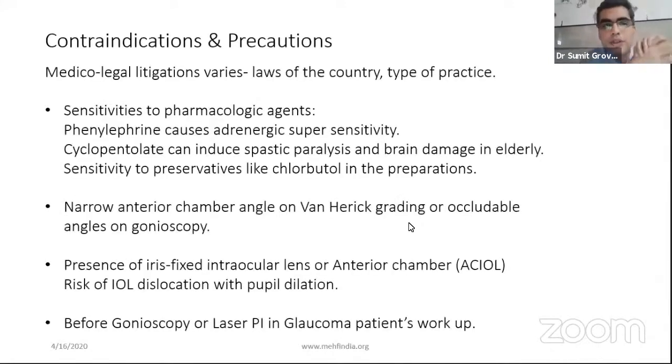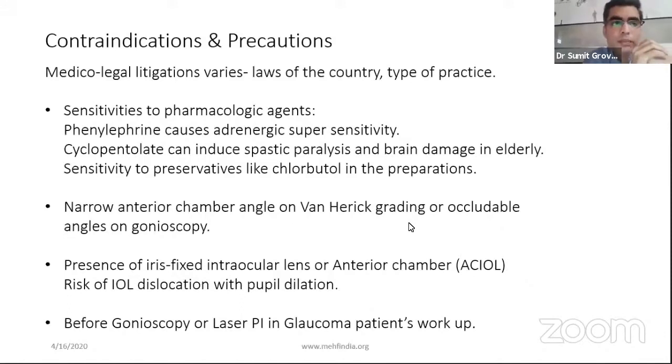Now, contraindications and precautions. Medico-legal litigation varies from country to country and type of practice, like whether you are a solo independent practitioner, or you are in a group practice, or you are under the supervision of an ophthalmologist. It varies. And I think the best resource person here is Mr. Rajesh Wadhwa. He can guide us on what the medical litigations associated with use of these drugs are. As far as I know, you cannot prescribe even the low dose atropine without the consent or the supervision of an ophthalmologist. While about the cycloplegic and mydriatic, Mr. Rajesh Wadhwa can throw light on us.